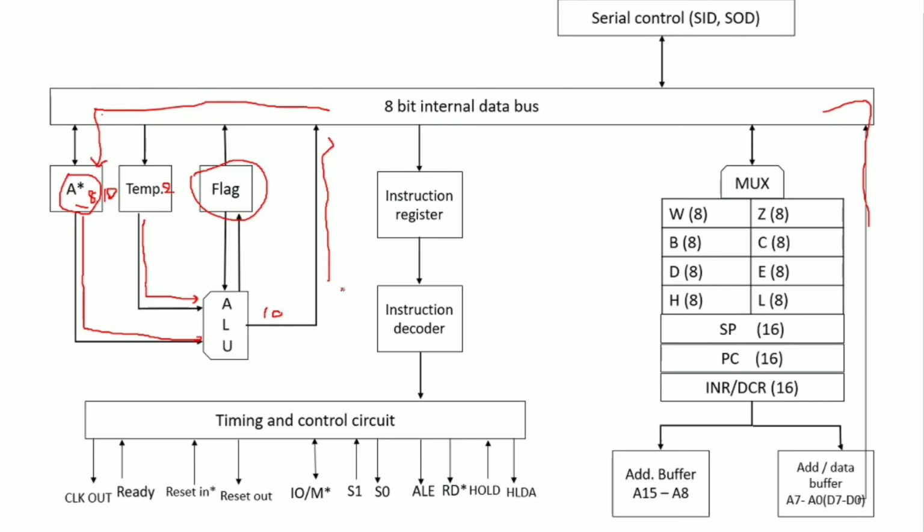So I hope that you would have understood everything up to this point. We have learned about this A register, temporary register, flag and ALU. Here you can see the timing and control circuit. This particular timing and control circuit handles different kinds of signals. Here you can see clock out, ready. These are different kinds of pins which have certain jobs, and we will learn about these pins in the pin diagram video. So don't worry about it. Here you can see serial control. These are another kind of pins which will be taught in the pin diagram video. So don't worry about it.